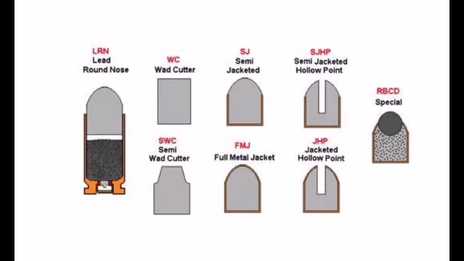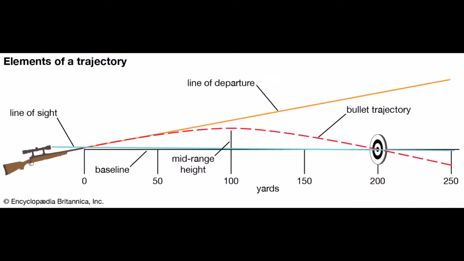Bullets come in various types. The type of bullets and their acronyms: LRN, lead rounded nose; WC, wad cutter; SWC, semi-wad cutter; SJ, semi-jacketed; FMJ, full metal jacket; SJHP, semi-jacketed hollow point; JHP, jacketed hollow point; and RBCD, special.